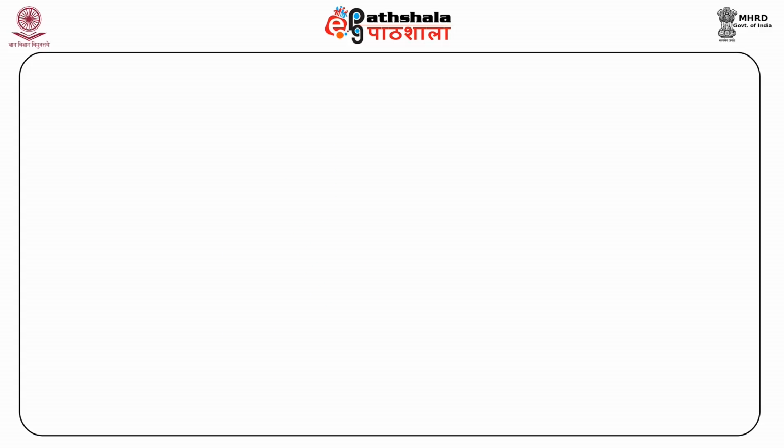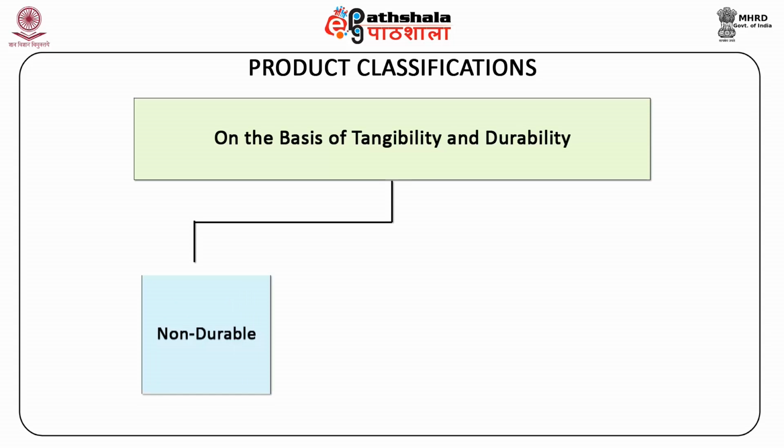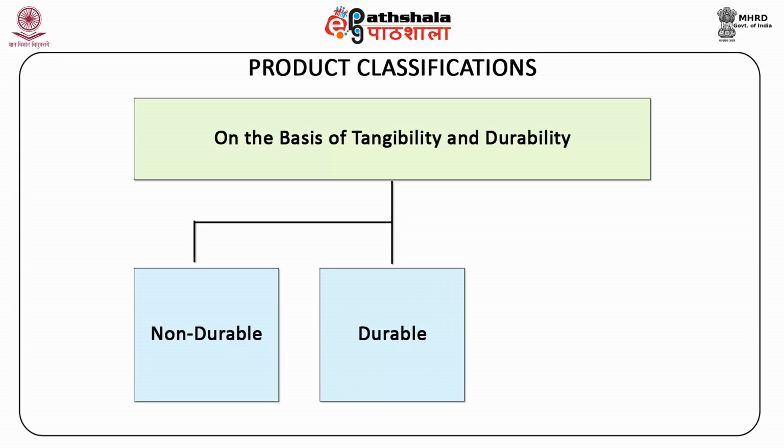Next, we will be discussing product classification. Products can be classified in a variety of categories depending on the different perspectives. Some of the important ones are listed here. On the basis of tangibility and durability, the product can be classified into three main groups. First, non-durable, second, durable, third, services.